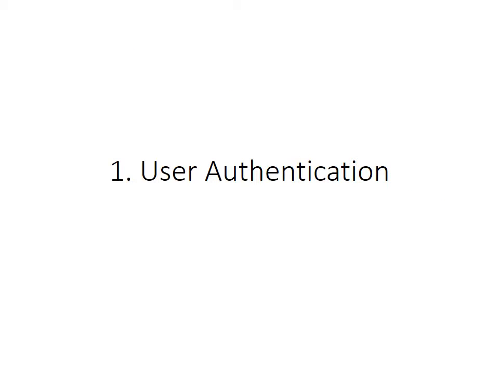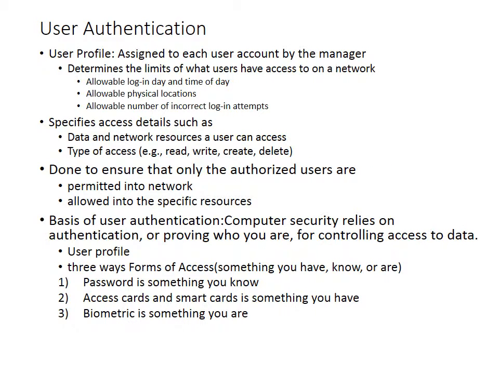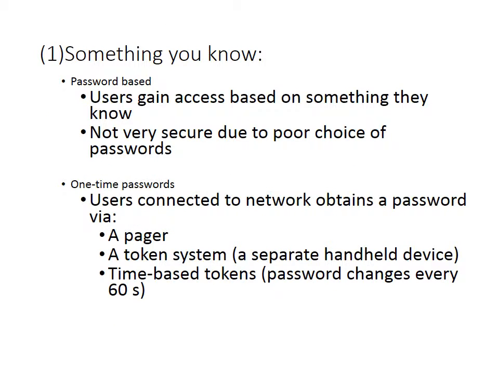User authentication. Computer security relies on authentication, or proving who you are, for controlling access to data. There are three forms of access to prove who you are. For user authentication, you may use something users know, like PIN, images, username, and password.